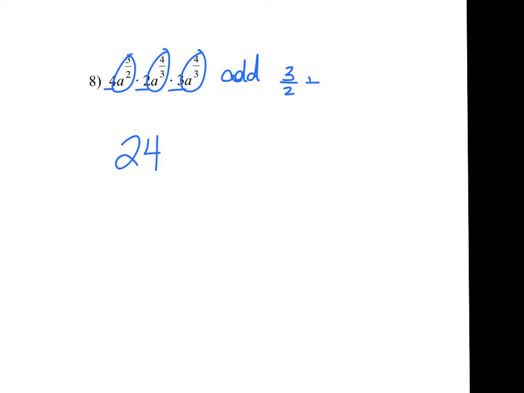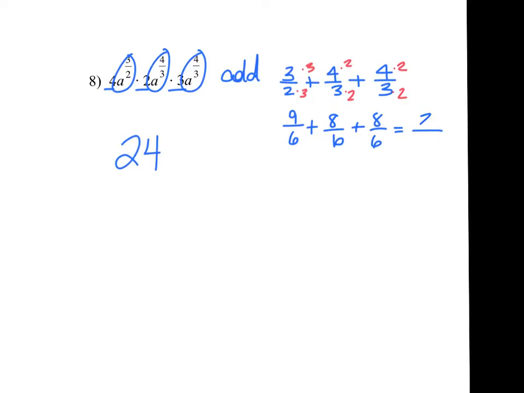So I'm trying to add 3/2 plus 4/3 plus 4/3. I need like denominators, so I'm going to make everything into sixes. That's the easiest thing to do. So times 3, times 3, times 2, times 2. All right, so I'm going to have 9 over 6, 8 over 6, plus 8 over 6. So we add all the numerators together, which is going to give us 25 over 6.